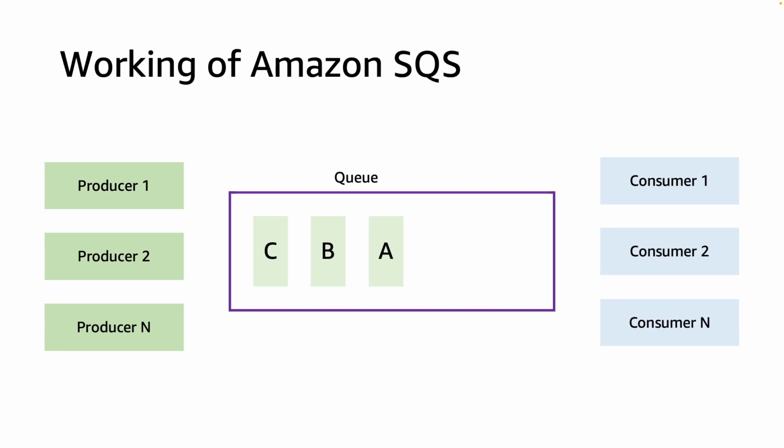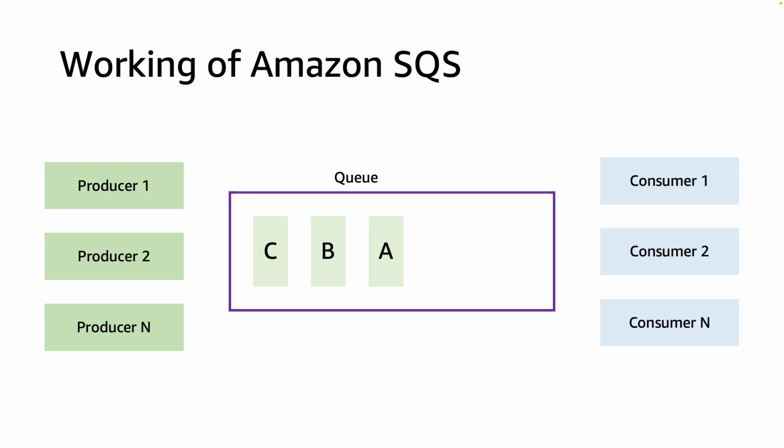In SQS, AWS supports two modes of polling. Polling is basically how a consumer takes a message from the queue. One is short polling and the second one is long polling. In short polling, the consumer comes to the queue and immediately receives a response. If there is a message, it will get the message. If there is no message, it will get an empty response. But this happens immediately, so there is no waiting around.